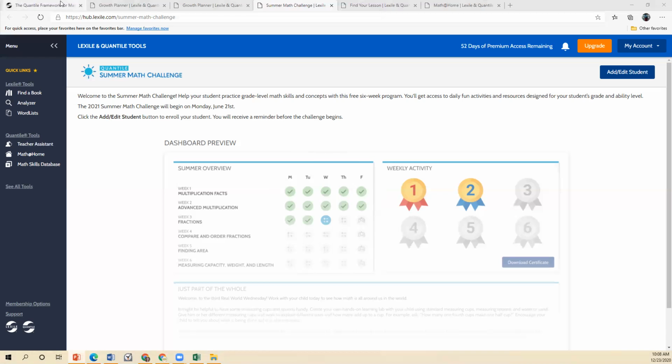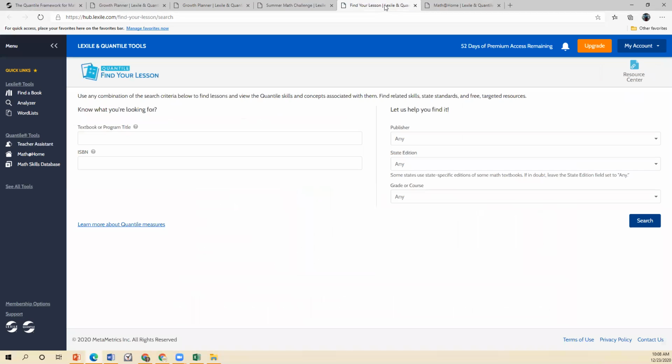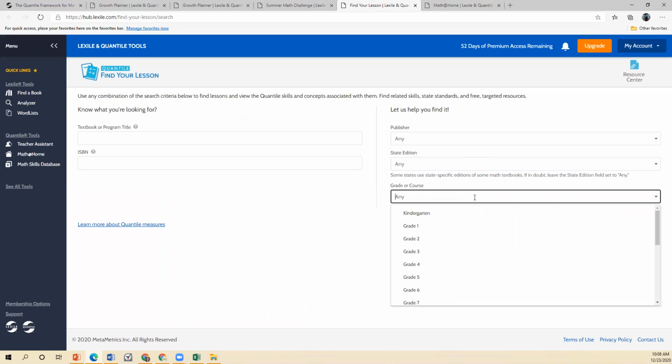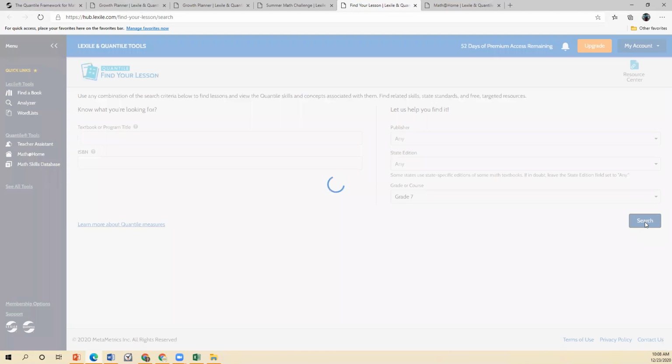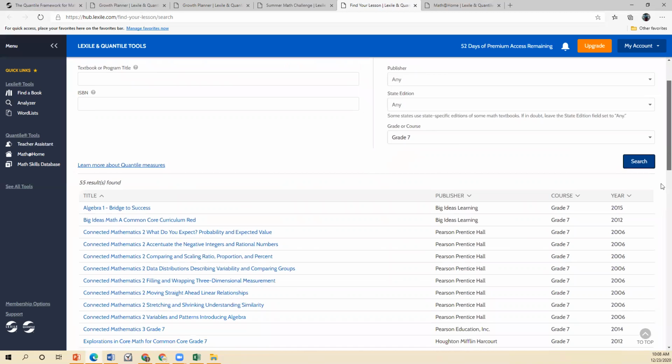The next tool I would like to show you is our Find Your Lesson. Find Your Lesson is a great resource if you use Singapore Math or Saxon Math. Now, James was in 6th grade when he tested, so this year he is in 7th grade. Each lesson is going to be broken down into the quantile skills and concepts that are taught for each chapter. So let's scroll down. There are 55 different textbooks for 7th grade math.